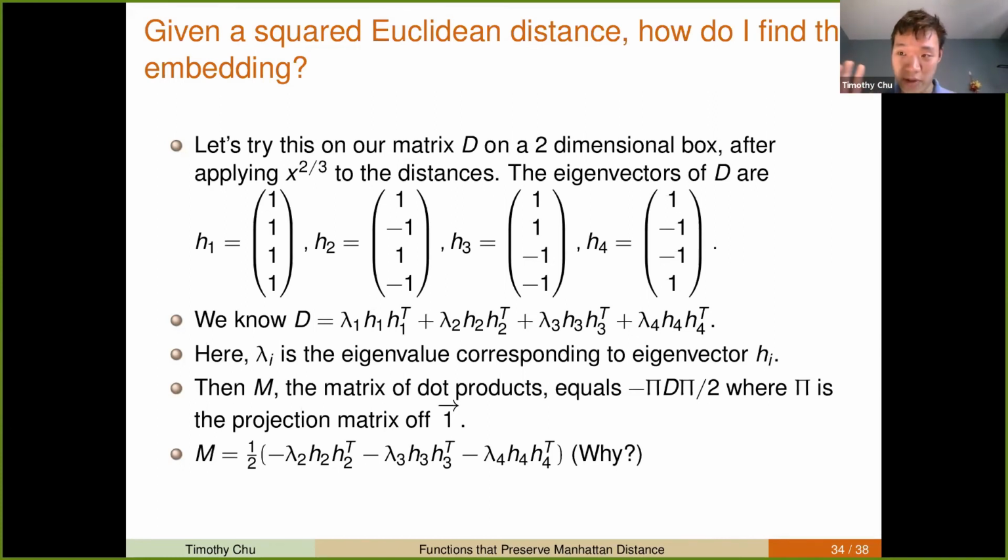I should say, just to give a little bit of intuition what this matrix M is. Well, besides for being a matrix of dot products, Π D Π has the following property. If I input a vector, I'm going to first project it off the all ones vector. Then I'm going to apply D, and then I'm going to project my results off the all ones vector. Just a maybe more intuitive picture of what M does.